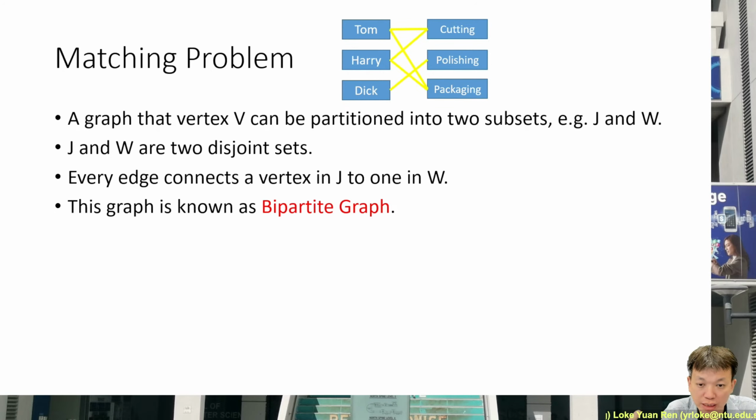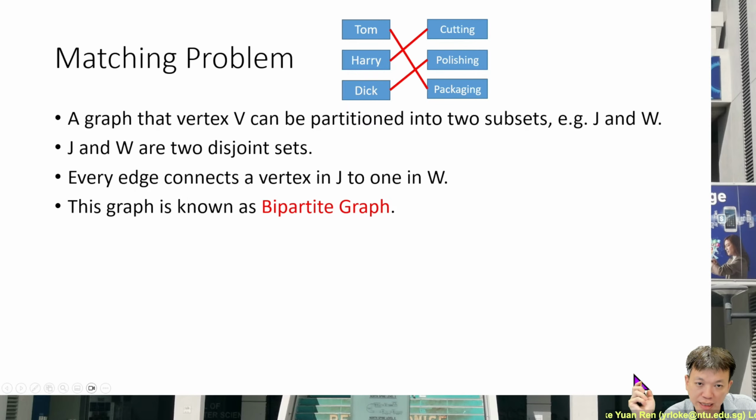If you formulate it as a mathematics problem, it is a graph problem. We have a graph with vertex set V, which can be partitioned into 2 subsets. One is, let's say, the J subset, which has n vertices. Then the other, W, has the remaining m vertices. J and W are 2 disjoint sets, and we want every edge to connect a vertex in J to a vertex in W. Such a graph is a bipartite graph, like what you see here.